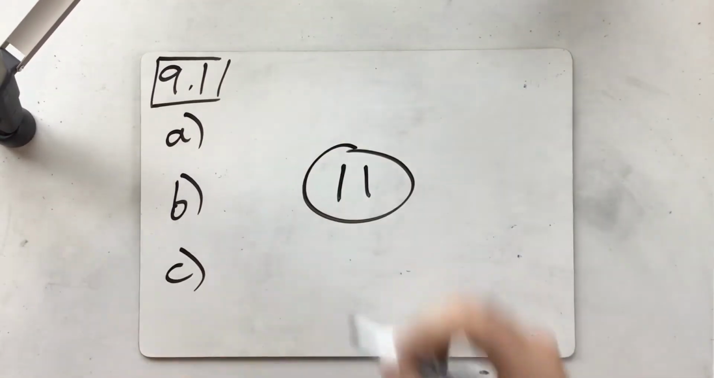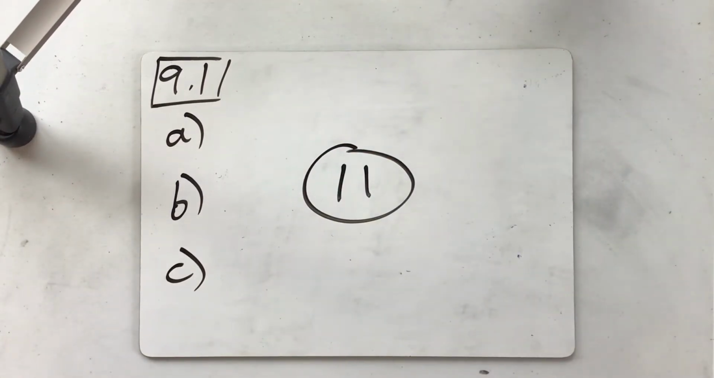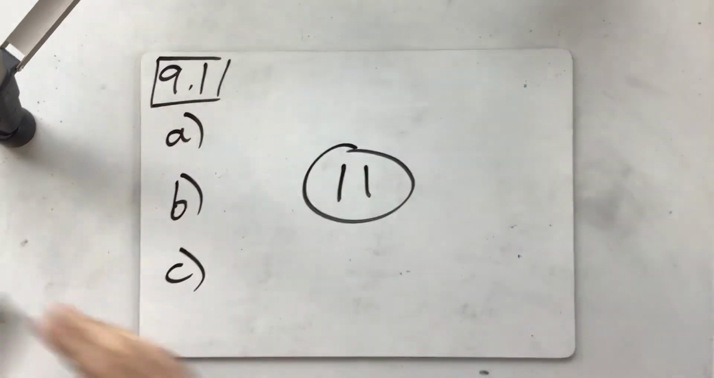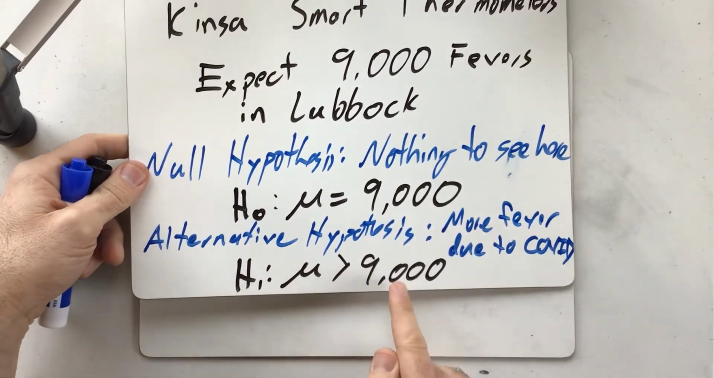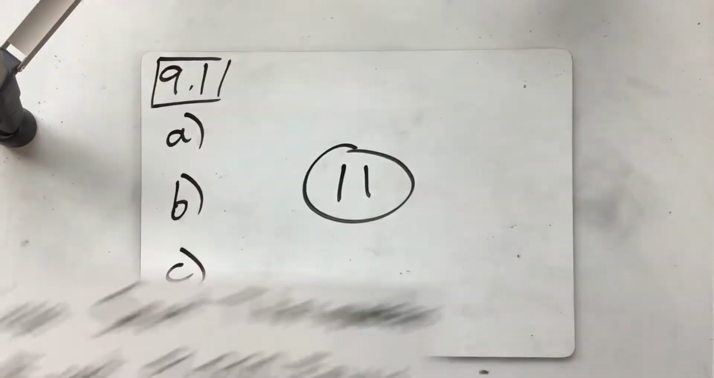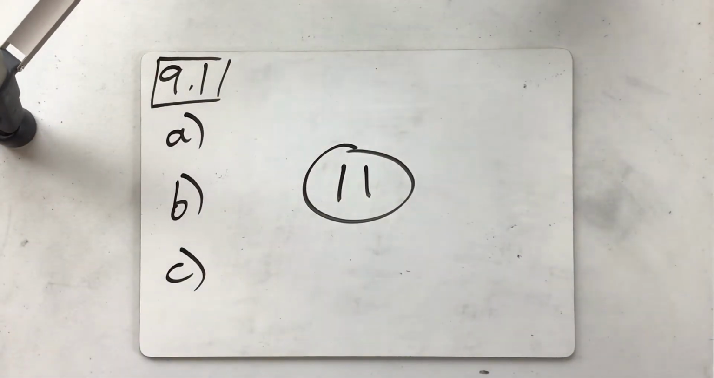Pause your device right now. See if you can write out a null hypothesis, H0, and an alternative hypothesis, H1, that represents those problems. So pause right now and come right back.